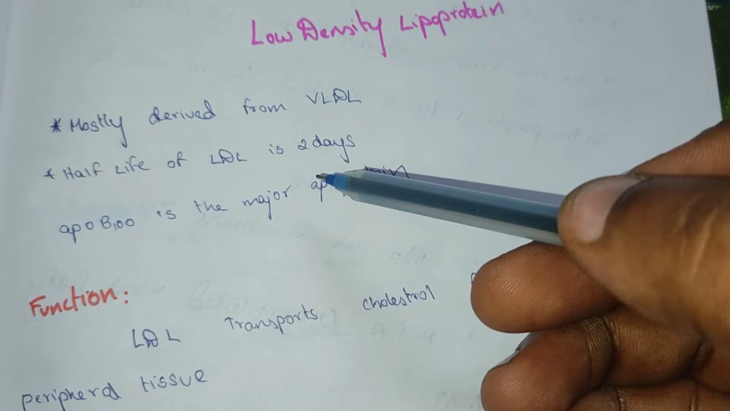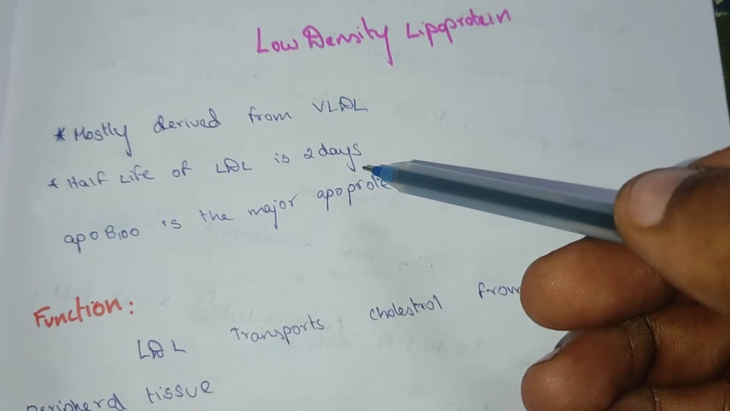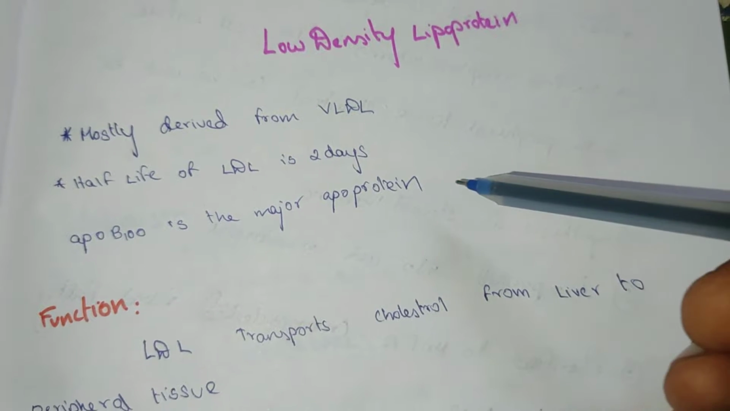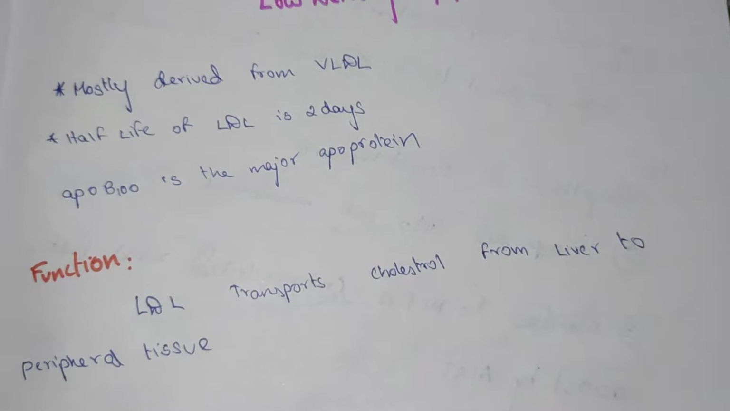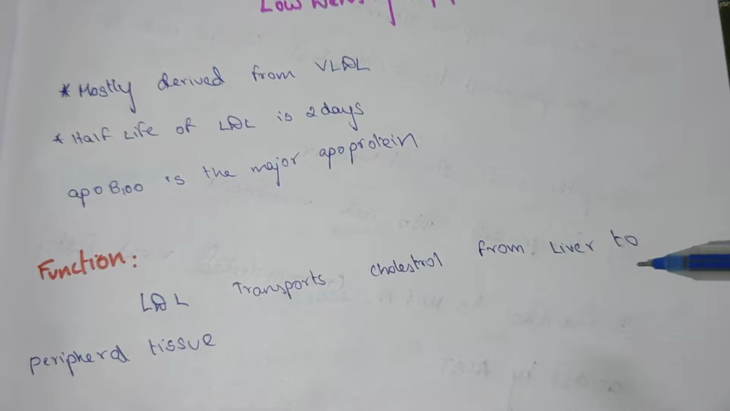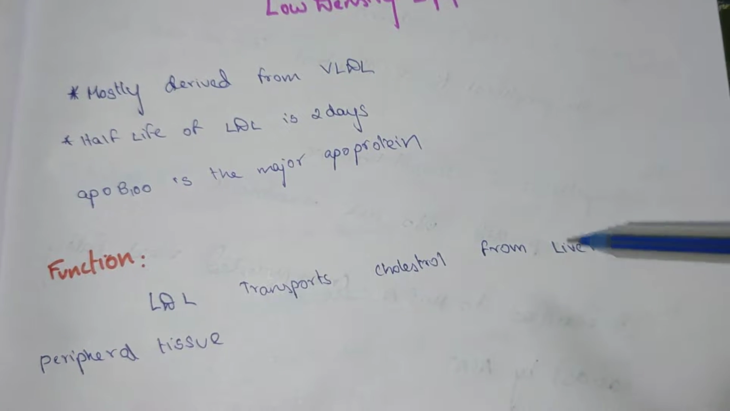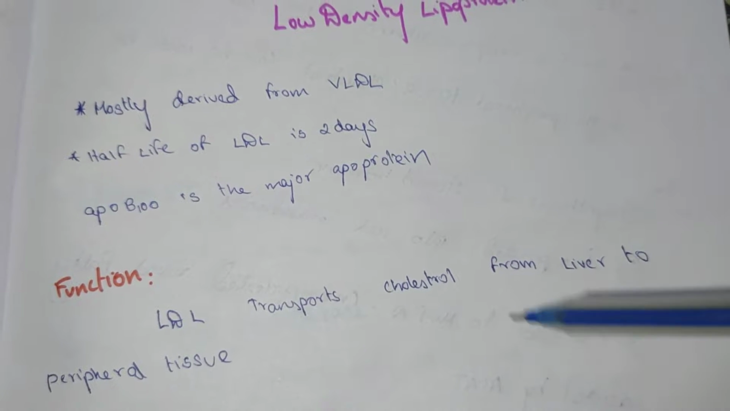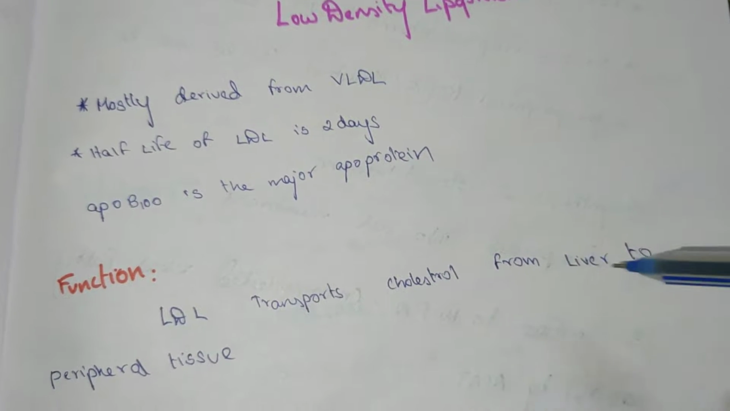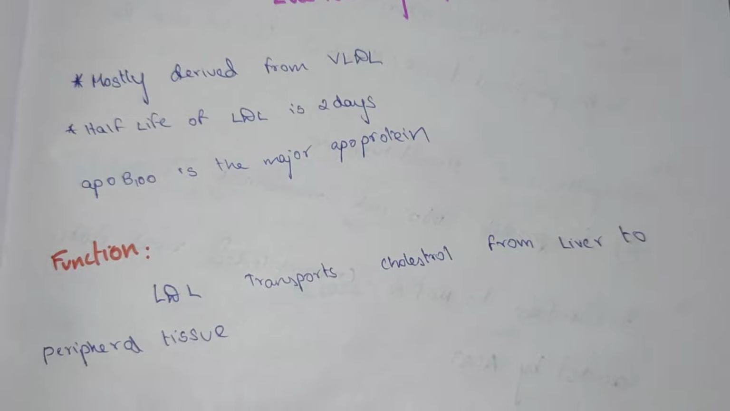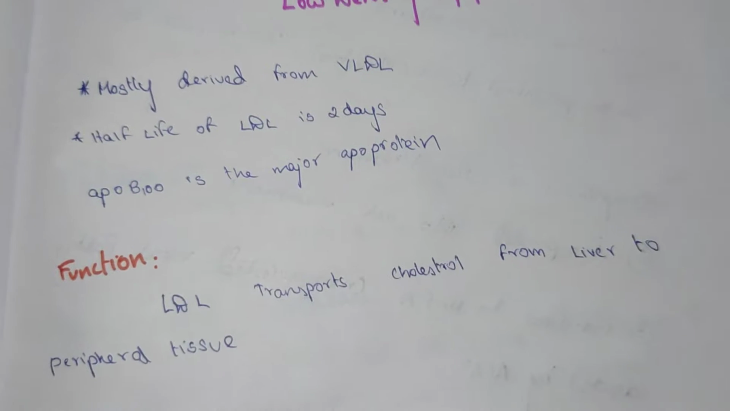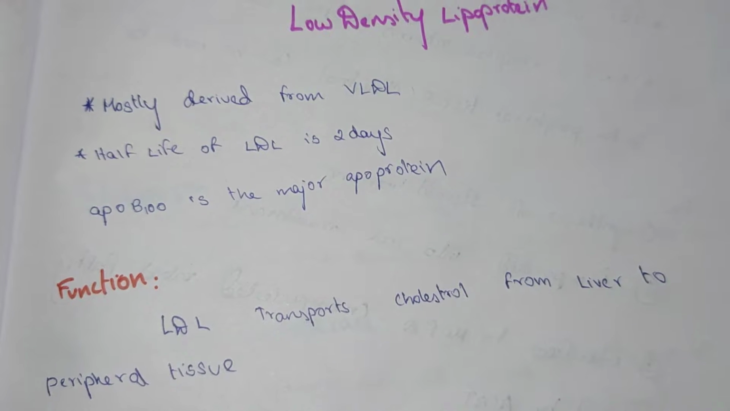The half-life of this low density lipoprotein is 2 days. ApoB100 is the major apoprotein here. The function: the LDL transports cholesterol from the liver to the peripheral tissue. It gets the cholesterol from the liver and transfers it to the peripheral tissue. This is the function of low density lipoprotein.